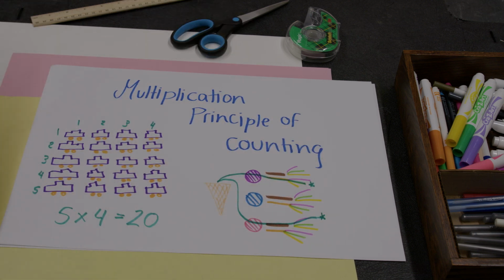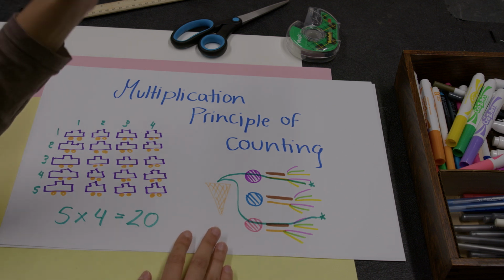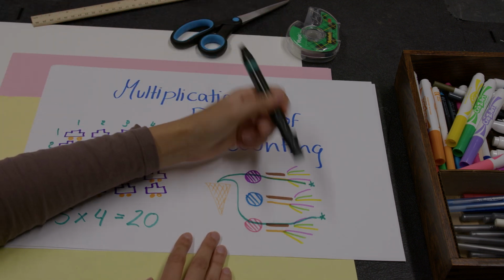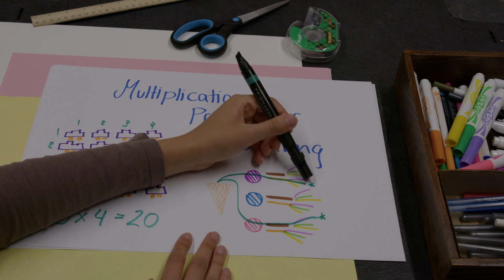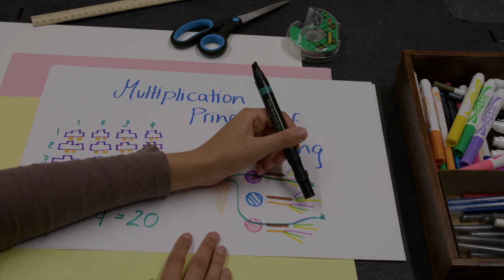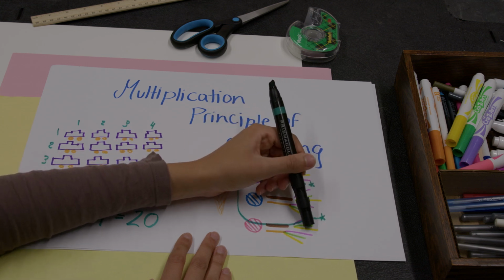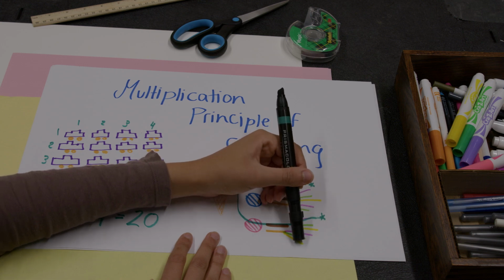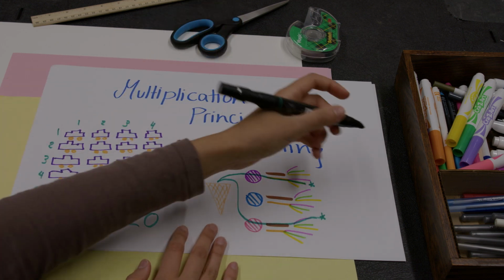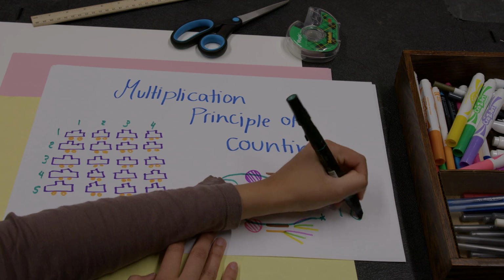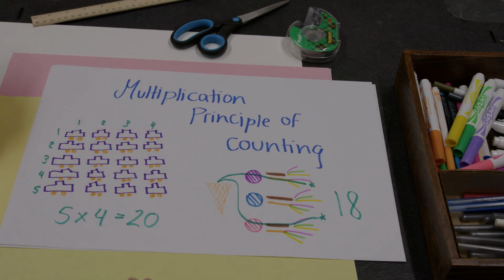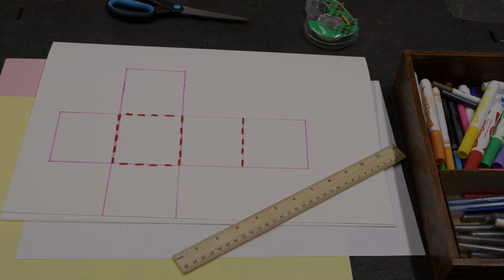So if we want to know how many options we have, we can just count the final amount of options. So we can count the final number of sprinkles. So 1, 2, 3, 4, 5, 6, 7, 8, 9, 10, 11, 12, 13, 14, 15, 16, 17, 18. So I have 18 options or 18 different ways to prepare my ice cream at the ice cream shop.